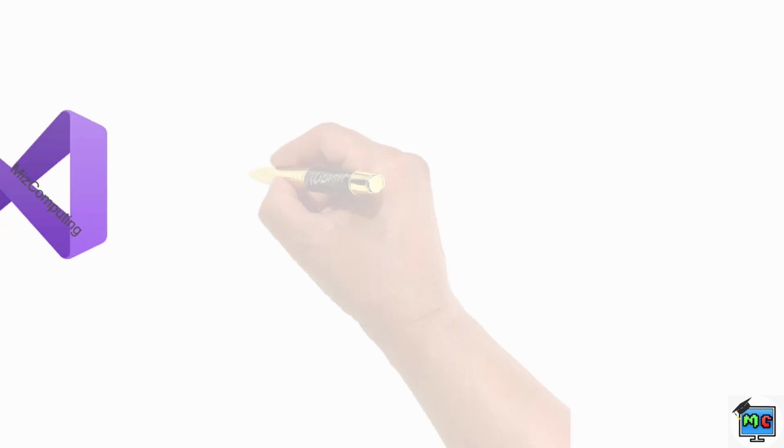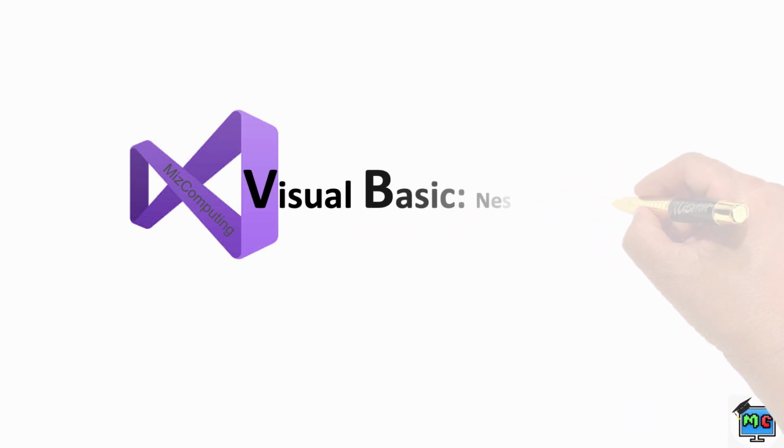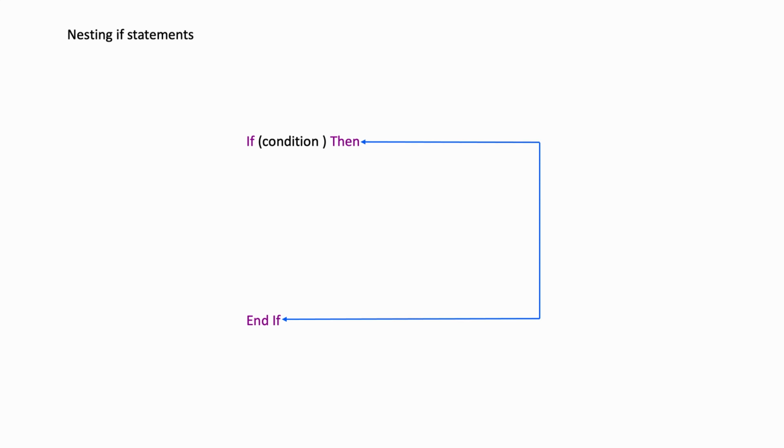So we want to do nesting with if statements. Can anyone remember what nesting is? Okay, so you have if statements, and within an if statement you have another if statement. If the if statement starts and ends, before it ends another if statement is inside.